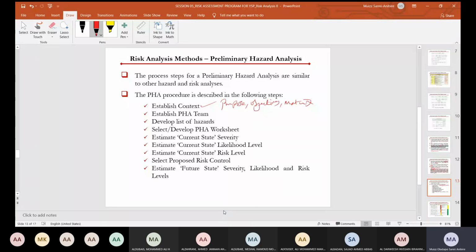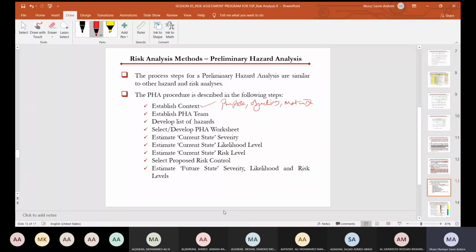Next, you get your PHA team. Who is going to work with you? These should be people that have experience in the area. They must have some level of experience to form part of your team, so they can advise you on the issues you need to look out for. Also, after developing your team, you might have a list of hazards: the total list of potential hazards in the site, system, process, or workplace.